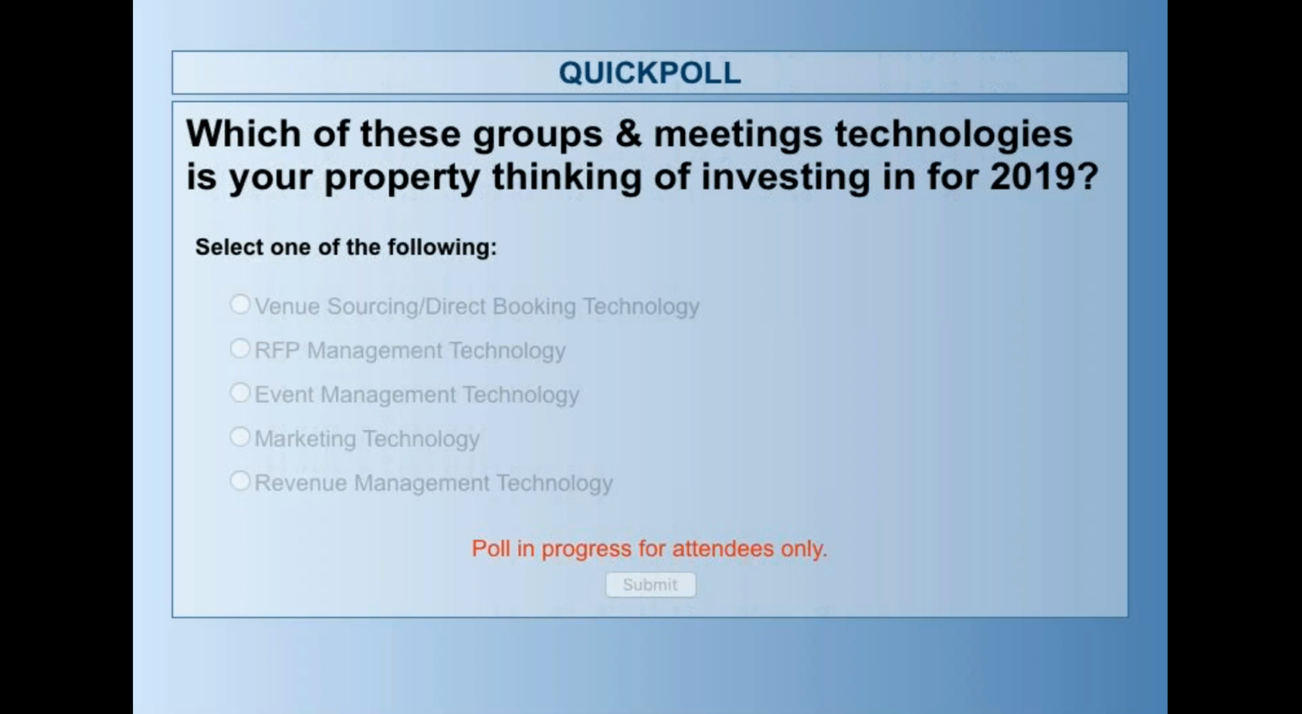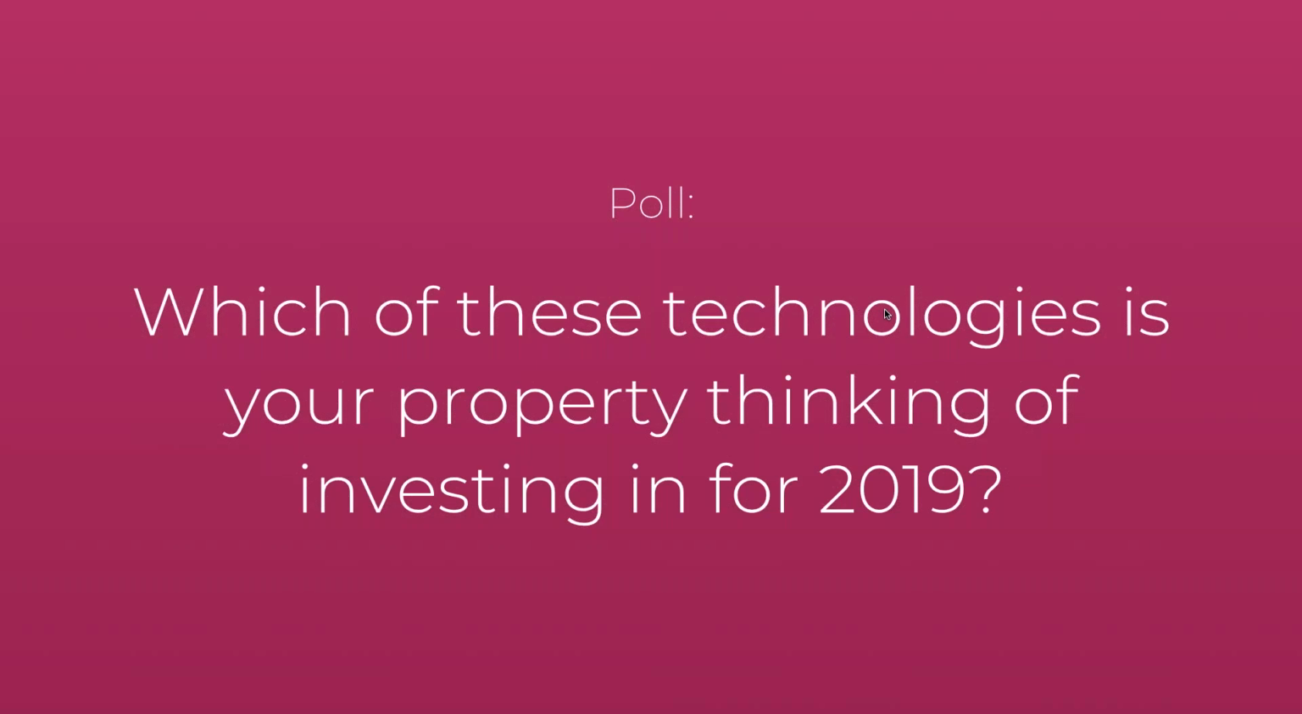Currently, we have venue sourcing and direct booking tied with event management technology for the #1 spot. Venue sourcing and direct booking just took a slight lead over event management technology. We have an even bigger lead now. 75% of people have responded and said venue sourcing and direct booking technology are where they're going to focus their budget for next year. So thank you everybody for participating in that. I'm going to go ahead and close out the poll. Thank you to everybody that voted.